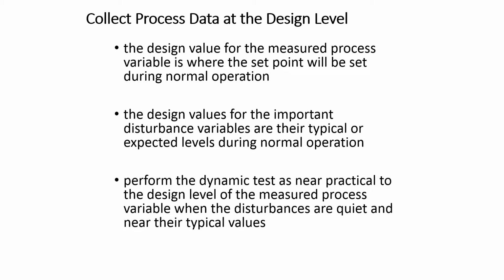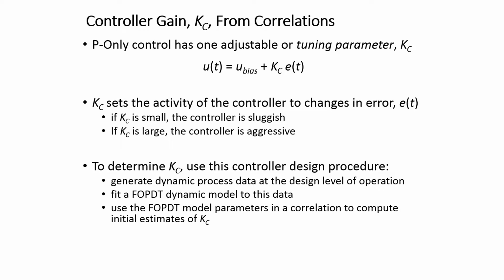The other thing to consider is that, in a proportional only controller, we only have one tuning parameter. Really, it's just Kc. Okay, so if the Kc is small, the controller is going to be sluggish or not respond as much to an error. But if the Kc is large, the controller is going to be aggressive.